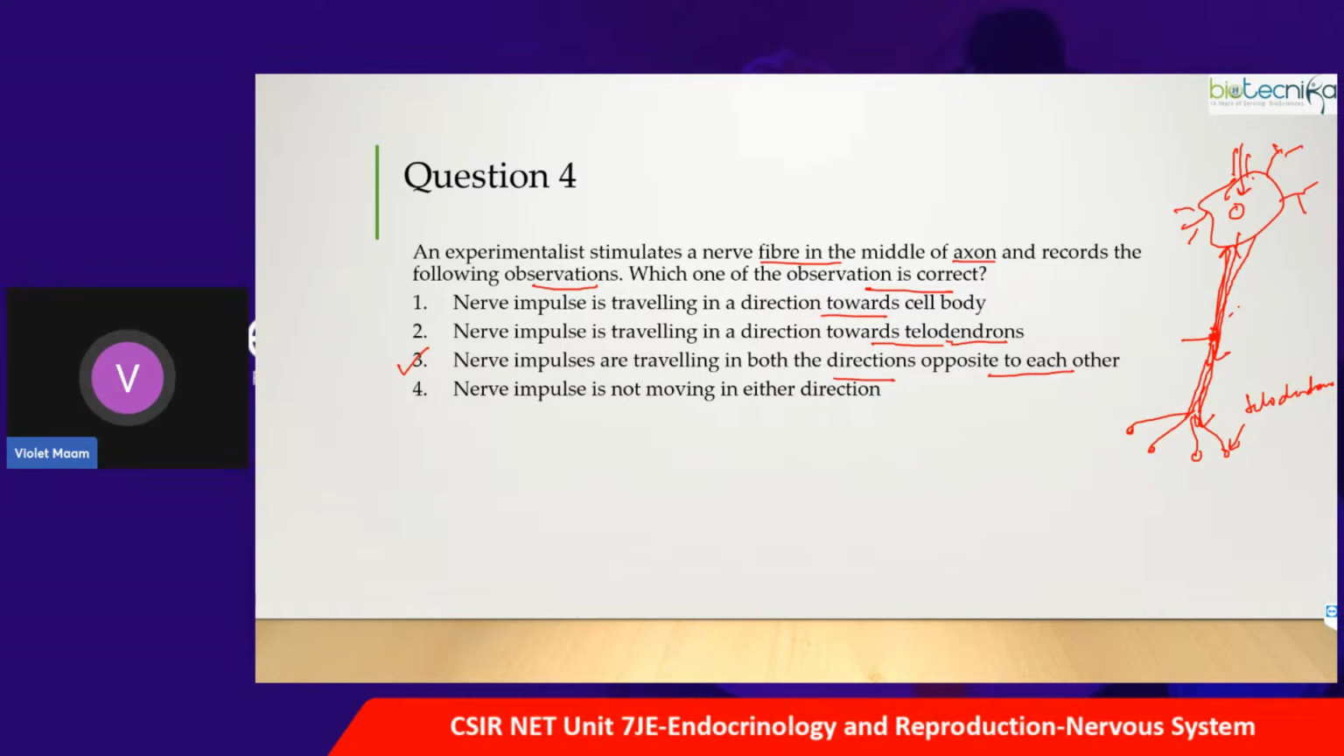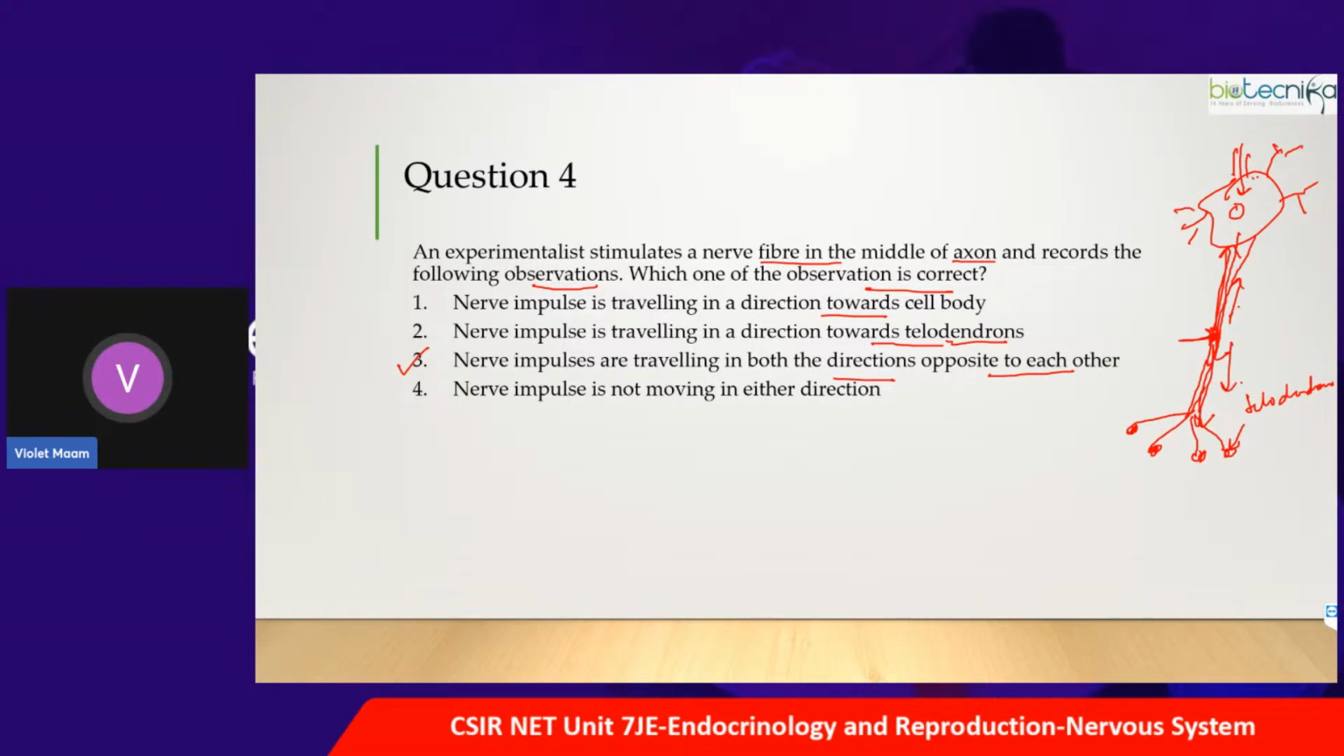They are the end terminals. Okay, Ashwarya, what are telodendrons? They are the end terminals of the axon. Okay, so those are termed as telodendrons. These end terminals, these are the telodendrons. Axon terminals also you can say. Right? So if it is stimulated in the center, the conduction can move in both the directions.